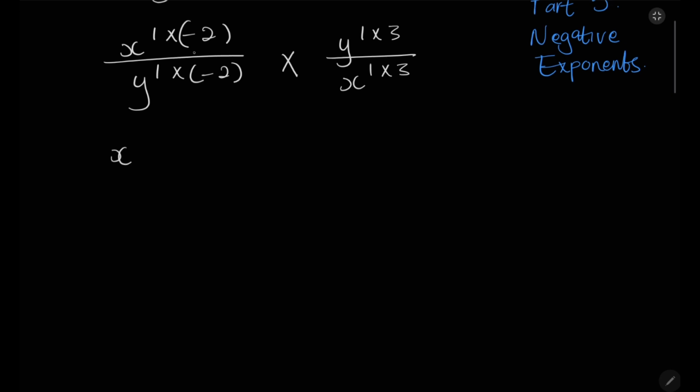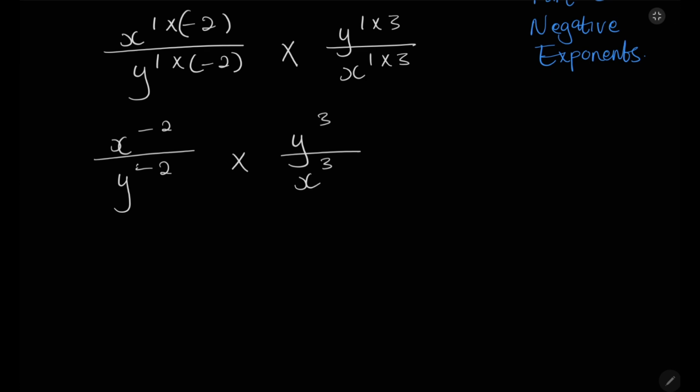So we should have x to the power 1 times negative 2 is negative 2 over y to the power 1 times negative 2, which is negative 2, times y, we have 1 times 3, which is 3 over x to the power 1 times 3, which is also 3. Let's try to have positive exponents only because they're easier to work with. We take this y there and that x there. In our numerator, we now have y to the power 2 or y squared over x squared times y to the power 3 or y cubed over x cubed.